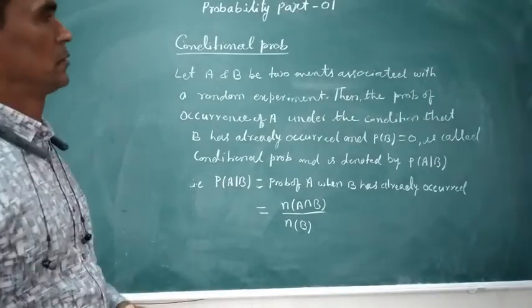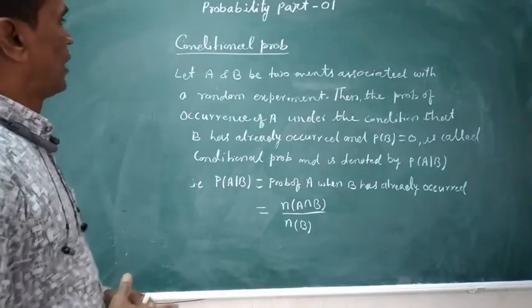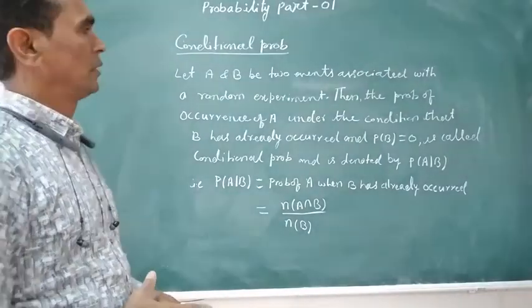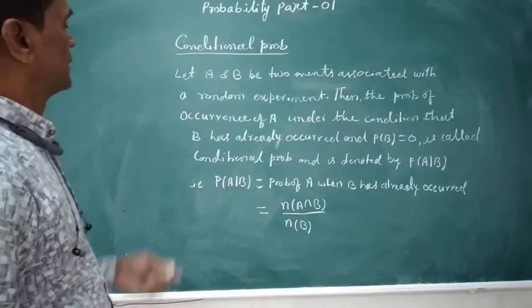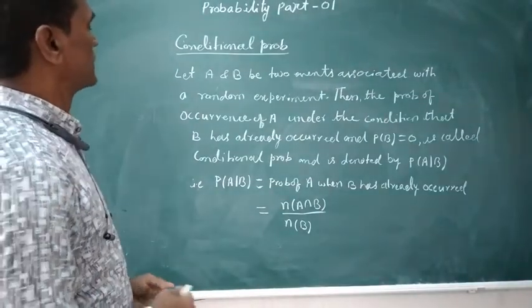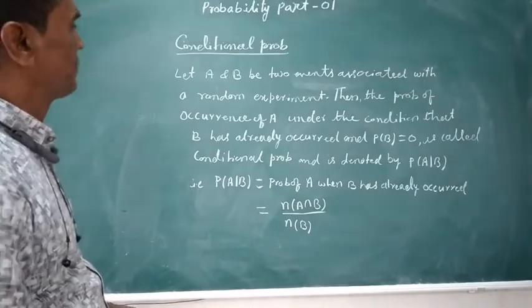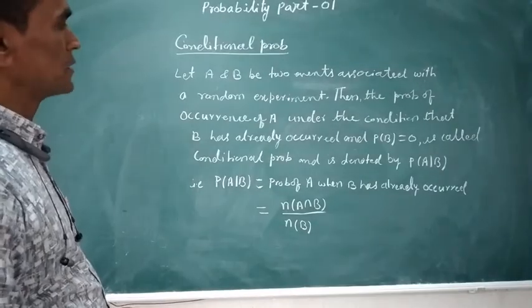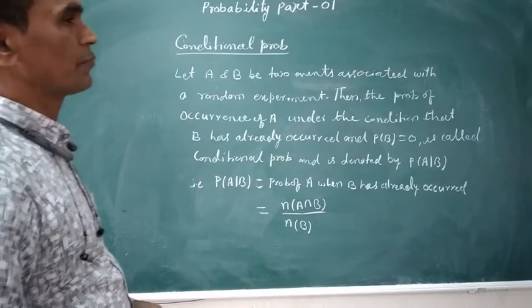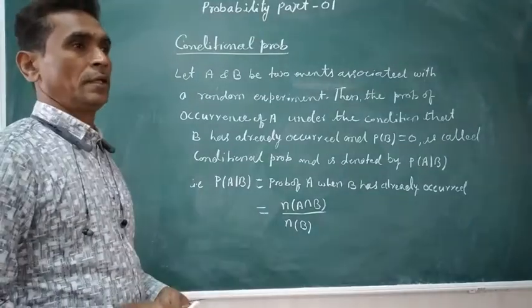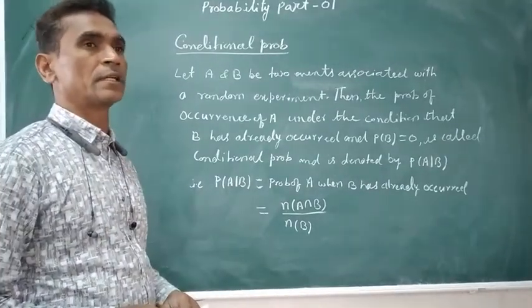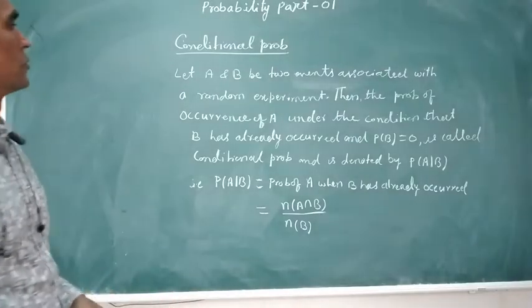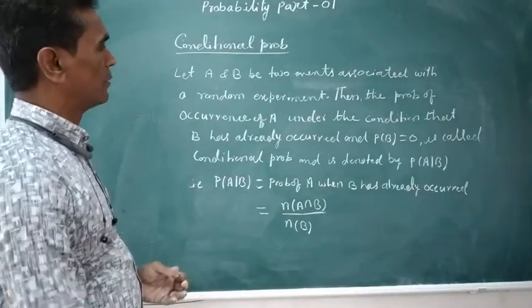In class 11, you have learned how to find the probability of an event. In class 12, we will start from conditional probability. So, what is conditional probability? Here we have to find the probability of any event under certain conditions. So let us define conditional probability.